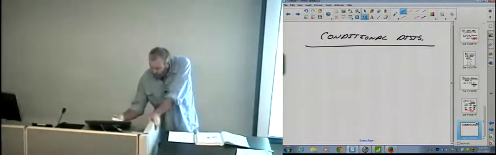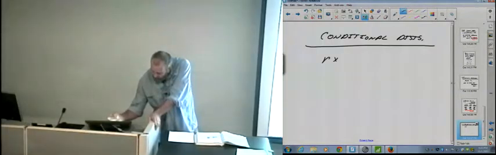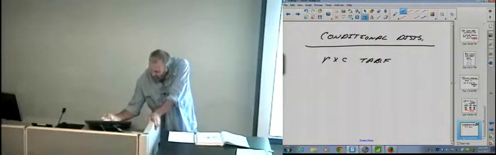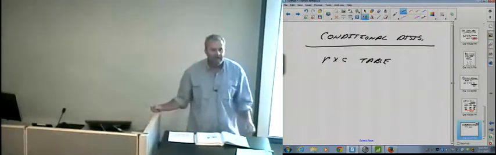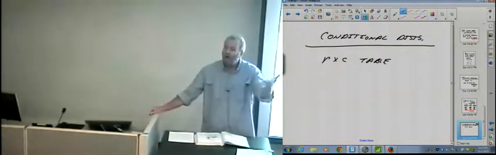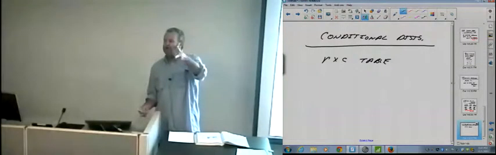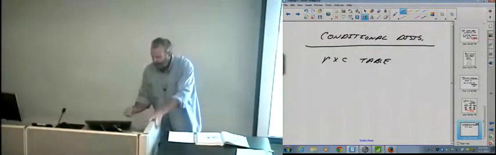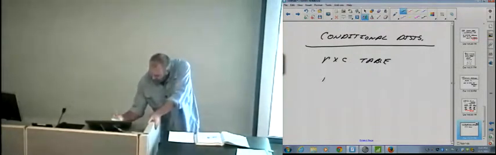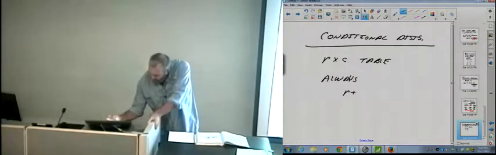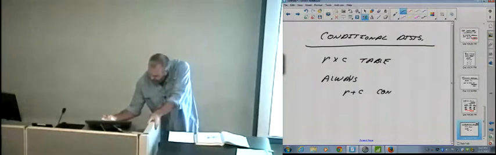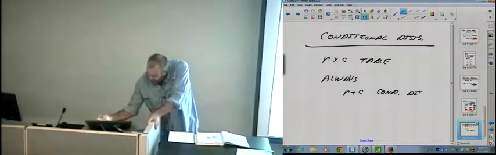Now, if I have an R by C table, number of rows by the number of columns, I always told you there are 2 marginal distributions, no matter how many rows or how many columns. There are always R plus C conditional distributions.